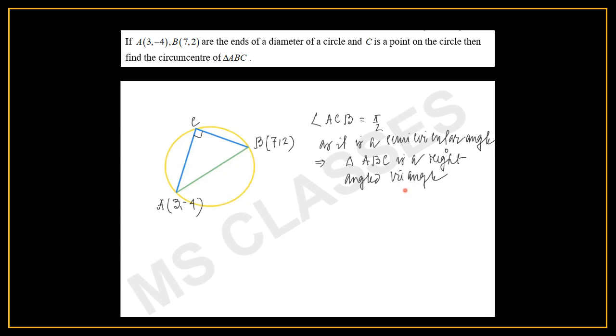Now, if it is a right angle triangle, the midpoint of AB is the center of the circle. Therefore, midpoint of AB is the circumcenter. So we can find it very easily: x1 plus x2 by 2, comma y1 plus y2 by 2. Now this gives us 5 comma minus 1. So that is the required circumcenter of the triangle ABC.